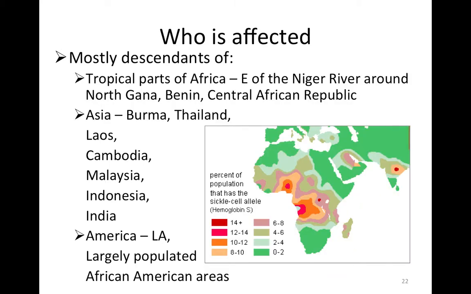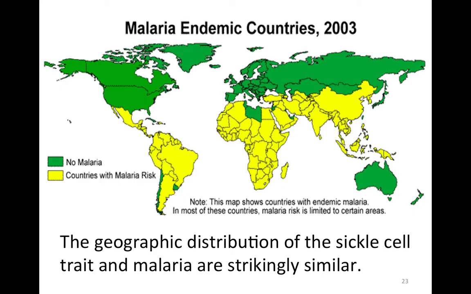So who is affected? Mostly descendants of Africa, tropical parts of Africa, eastern parts of Niger, the river around North Ghana, Benin, Central African Republic regions. In Asia, you can see Burma, Thailand, Laos, Cambodia, Malaysia, Indonesia, and India. In America, it is largely in populated African American areas, wherever it is, Los Angeles, you can find that. So it affects black Americans, not the white Americans.